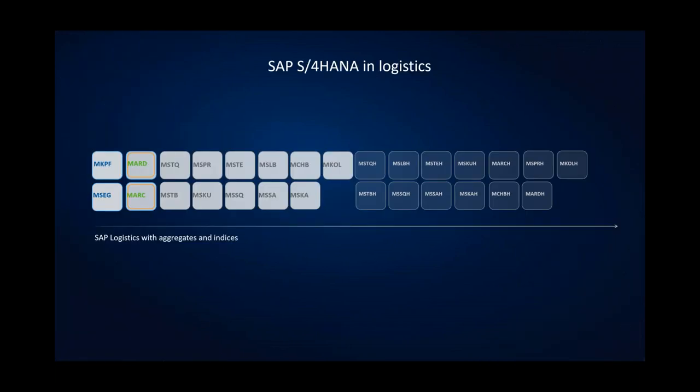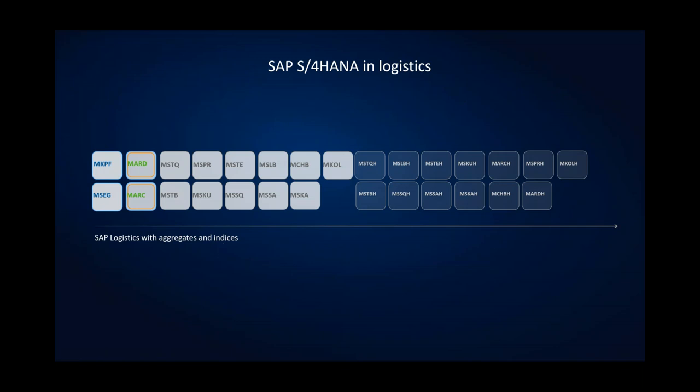Now, these are the different tables. If you look at it here, MKPF, MARD, MARC, there are a lot: material master, material documents during goods movements, goods receipts, goods issues, which you do. So a material document has different tables behind the scenes, and material master has its own tables. You see that all these are different tables. This is SAP logistics with aggregates and indexes.